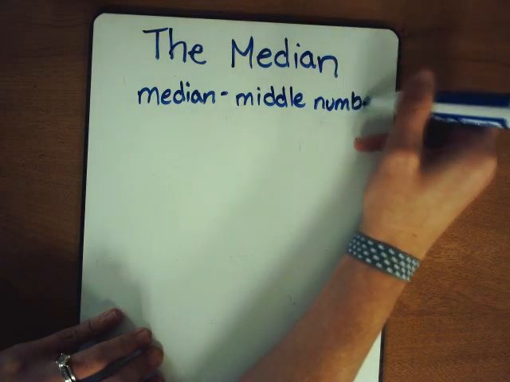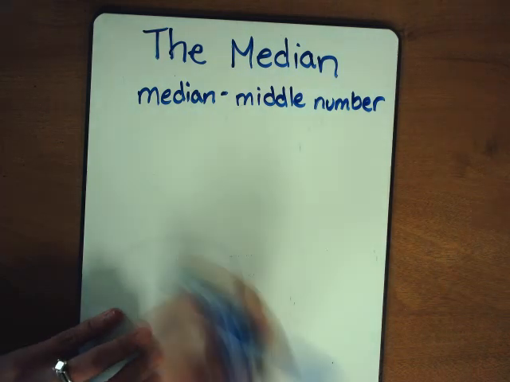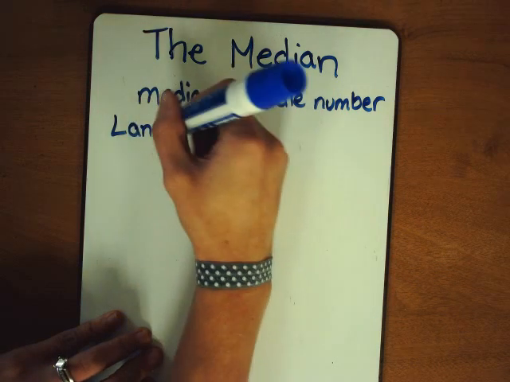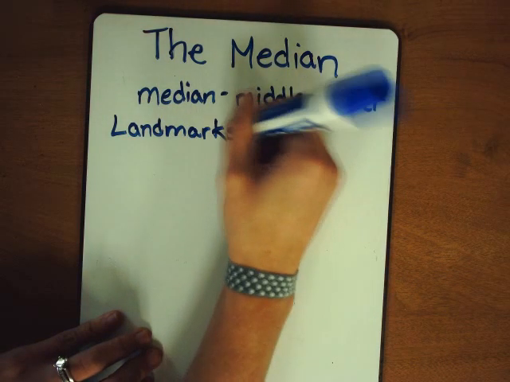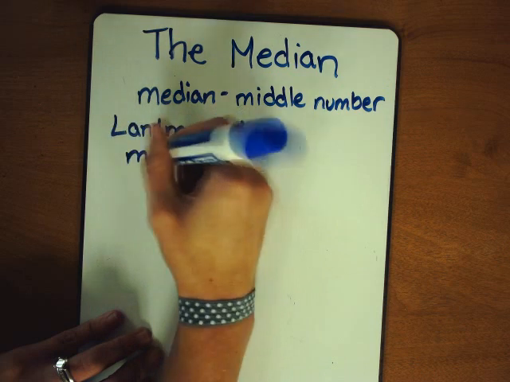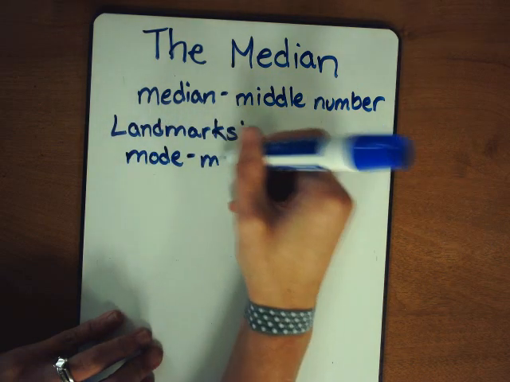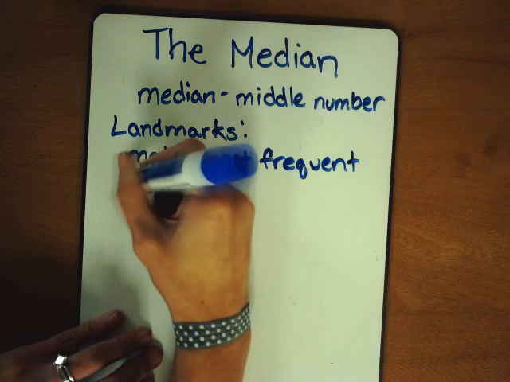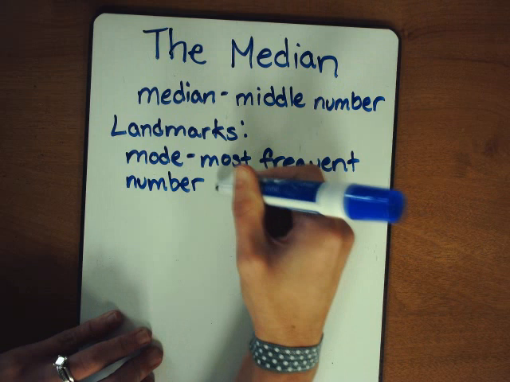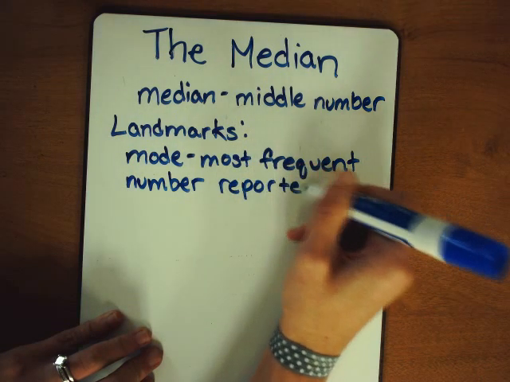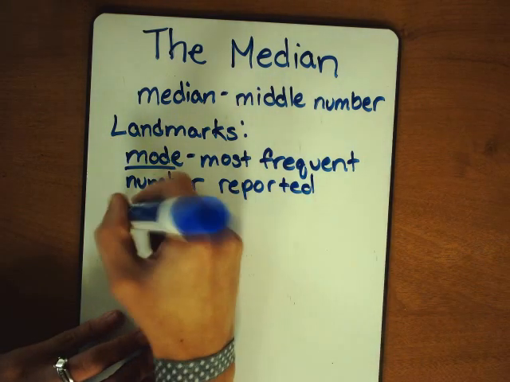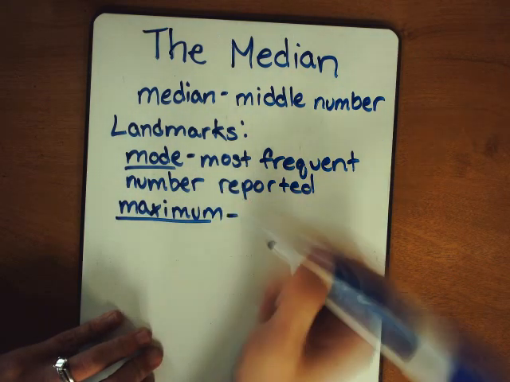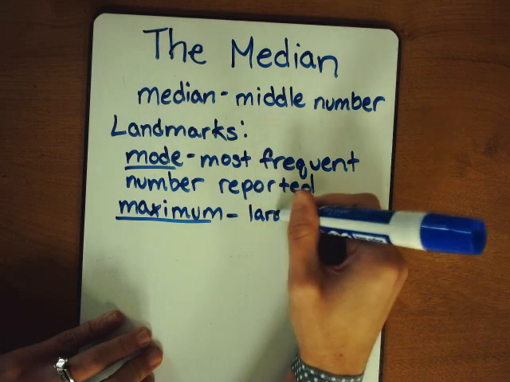I want to quickly review the different other landmark data that we talked about yesterday. So make sure that you are writing down each of these definitions as well. We talk about the mode, which is the most frequent number reported. The maximum, which is the largest number reported.